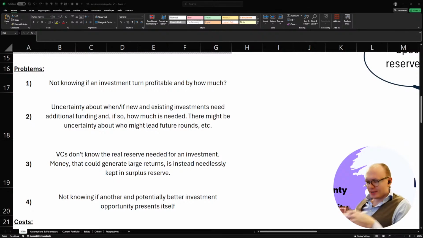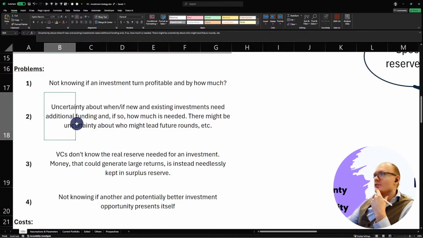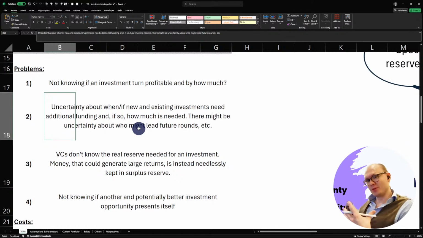So we'll get back in a second, but those are some considerations, and those considerations that we'll be looking at are going to be success rates or hit rates, and they'll be part of driving our model and our predictions. So the next thing we would consider is that one of the other problems that a VC would have to consider is there's an uncertainty about when and if new and existing investments need additional funding. So this is what we talked about earlier. And again, if so, how much is needed? So there might be a plan to begin with, but we all know plans never hold. So the question is, how much will we deviate from that plan? Another uncertainty.